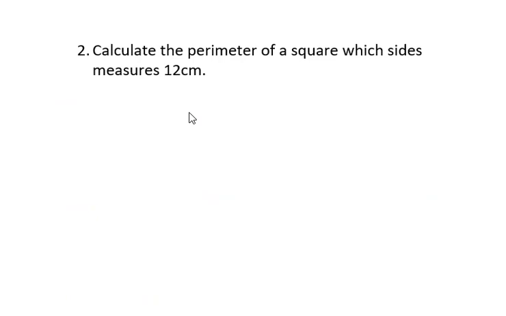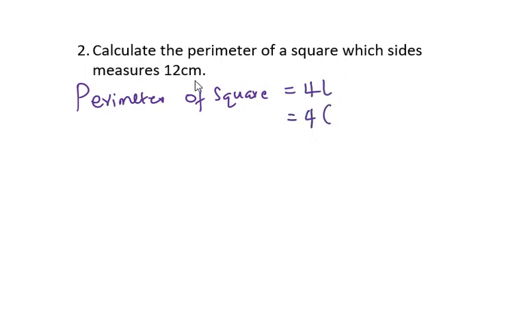Okay, we'll have a word problem kind of question here that says calculate the perimeter of a square whose sides measure 12 cm. So first thing, what is the perimeter of a square? Perimeter of a square is equal to 4L. Now 4 brackets, they say the side is what? 12, right? So from here I can simply say 4 times 12, because this is just multiplication.